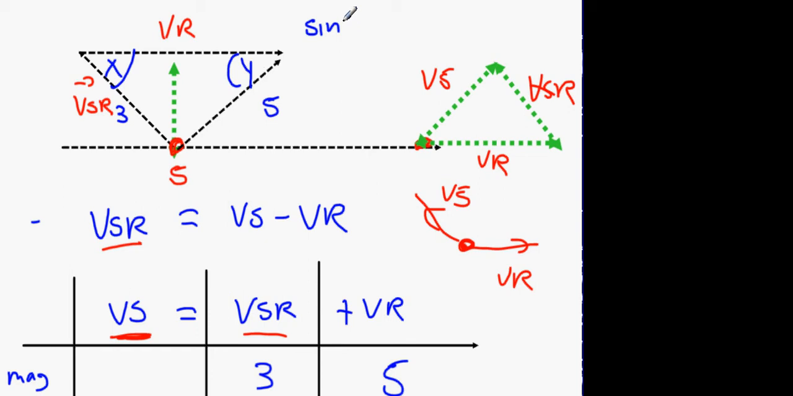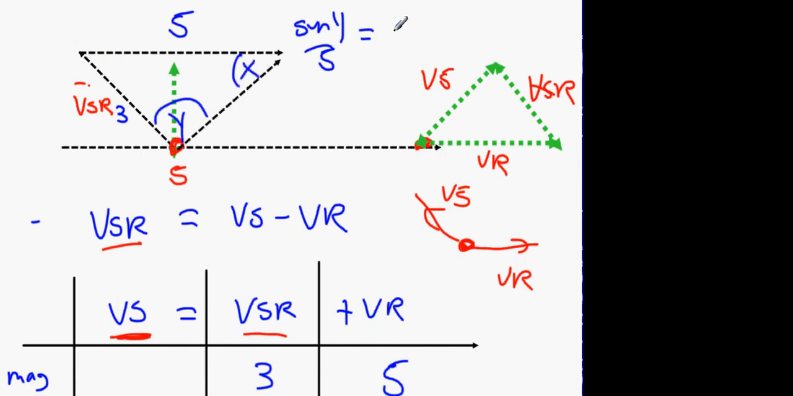5 is V. Oh, sorry, 5 is phi R, excuse me. You're right. Phi R is 5. So, what we're going to say is this is angle X and angle Y. You're going to say sine Y over 5 equals, and now this angle here is going to be X, sine X over 3.